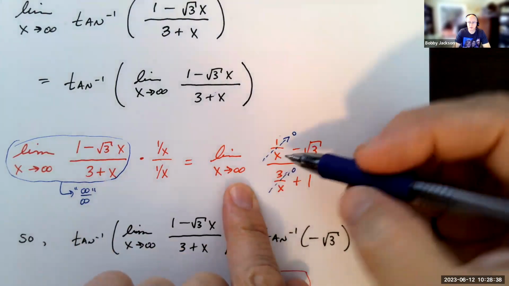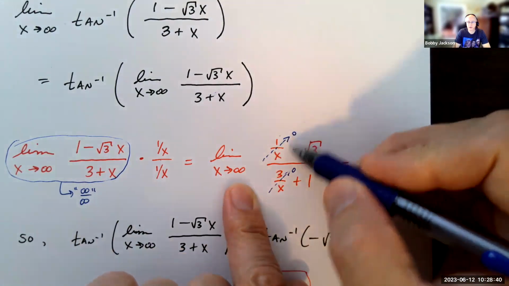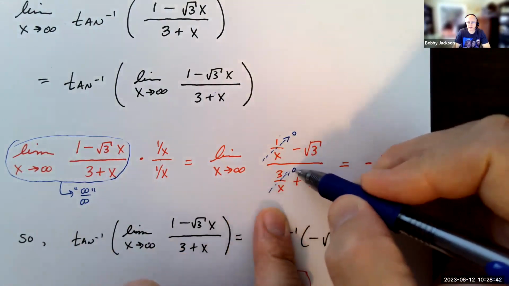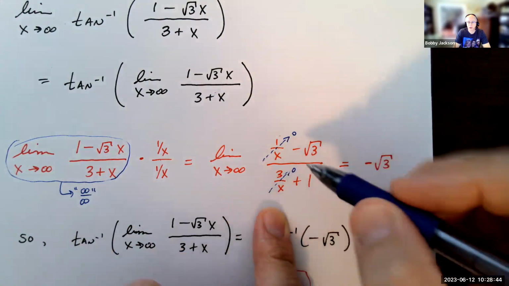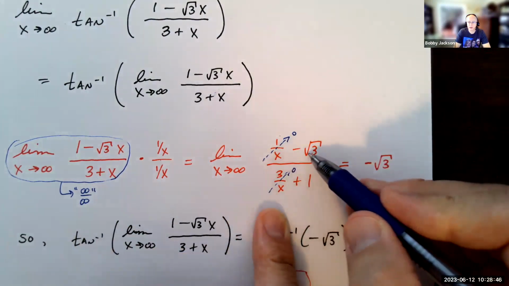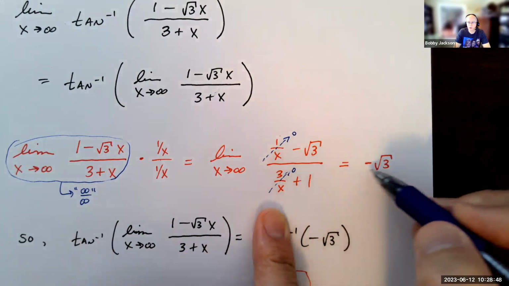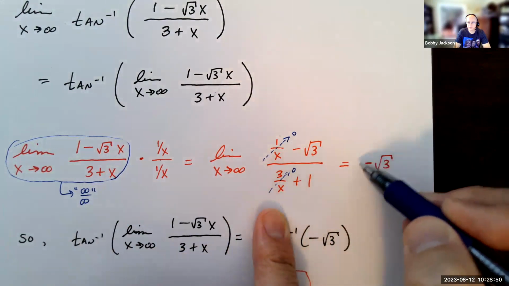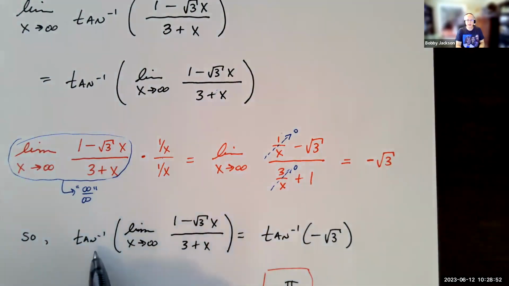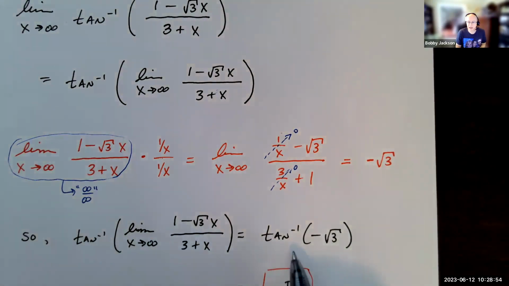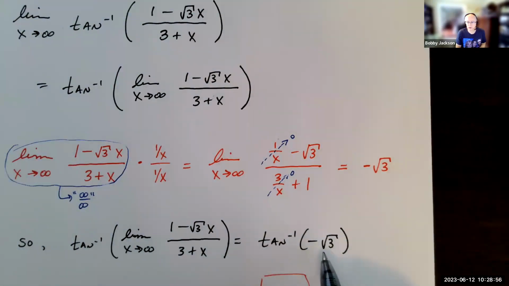Now, as x goes to infinity, 1 over x is going to 0, and 3 divided by x is going to 0. And so I'm left with 0 minus root 3 over 1, or negative root 3. And so the tangent inverse of this limit is the tangent inverse of negative root 3. Now, how do you find this value? We want the exact value.